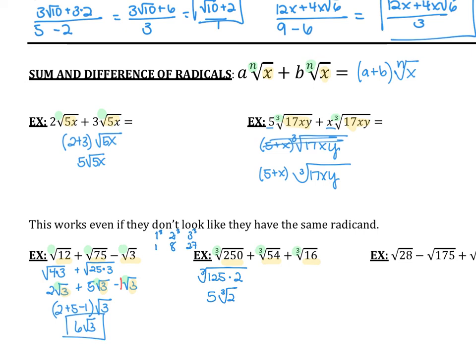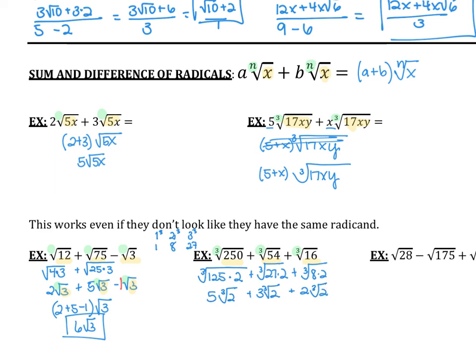Now let's repeat this process. A perfect cube that goes into 54. Well, one of my perfect cubes is 27, and I know 27 times 2 is 54, so the cube root of 27 is 3. I have 3 cube root of 2, and we're good. We've got one more. So if we simplify this one, I could use 8, and the cube root of 8 is 2, so this is 2 cube root of 2.